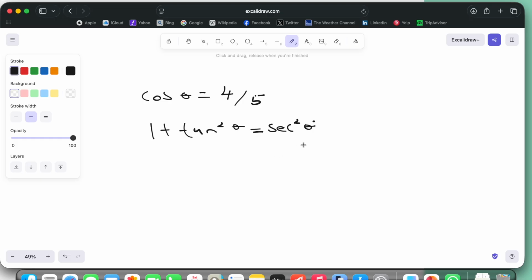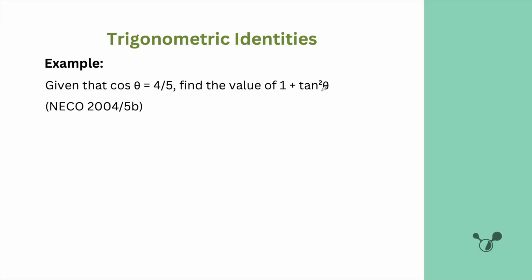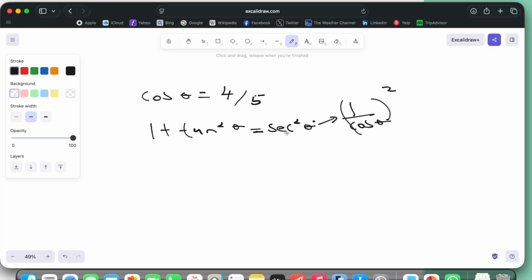Given this, the next thing I would look at is, we know that sec square theta is what? 1 over cos theta, all squared. The question is that we should find 1 plus tan square theta, so basically we've broken this down. Since we know that sec is 1 over cos, we just say 1 over cos theta all squared.